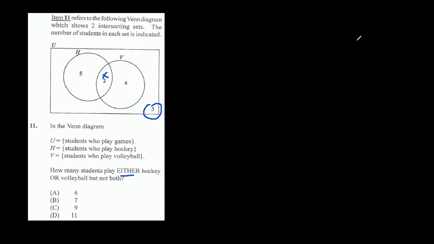Well, a good assumption to make is that 5 play hockey alone, 4 play volleyball alone. But these students here, these numbers won't play both hockey and volleyball. So when they say either or, they mean to add. A bit of math knowledge: understand that, either or means to add. Hockey at 5, volleyball at 4. When you add 5 with 4, you should get 9. So the answer is C.